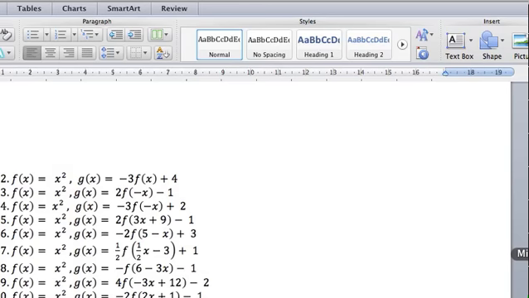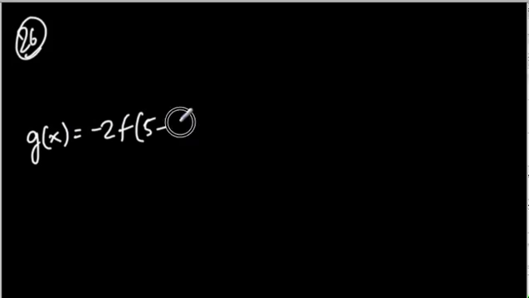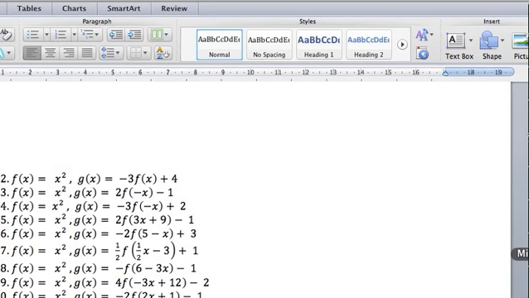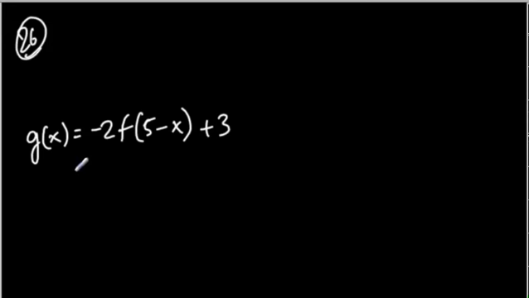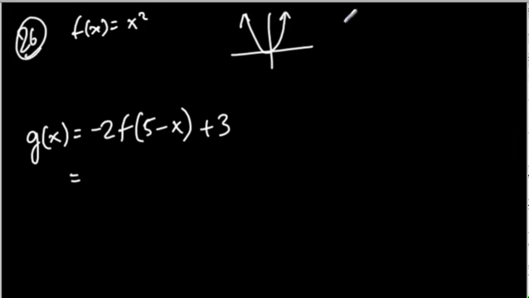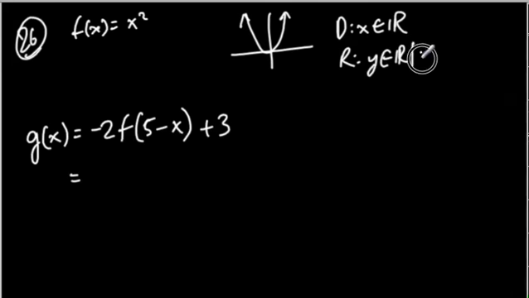Let's go to 26, which is negative 2f of 5 minus x plus 3. Is it plus 3? Yes, it's plus 3. Okay, so let's do f of x first, which is simply x squared. This is our basic one, so it's going to go up like that. The domain is x is an element of reals. The range is y is greater than or equal to 0.